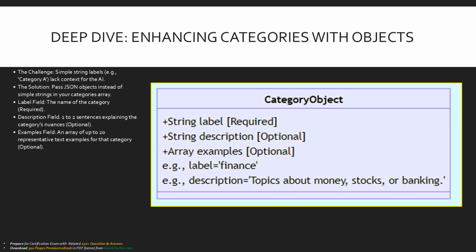This class diagram illustrates the schema of a category object. Instead of just passing finance, you pass a structured object. The label is finance. The description explains it covers money, stocks, or banking. You could also attach an array of examples like, "The stock market rallied today." By structuring your categories this way, you provide the Cortex LLM with a rich, contextual map, ensuring it makes the right choice even when the input text is highly complex.